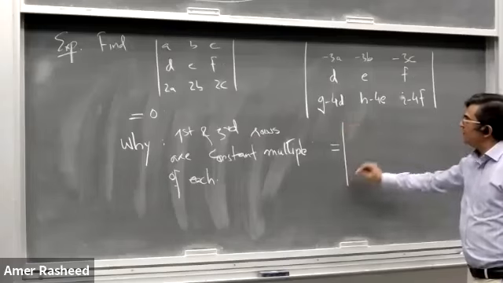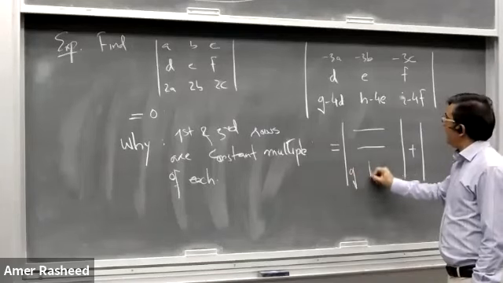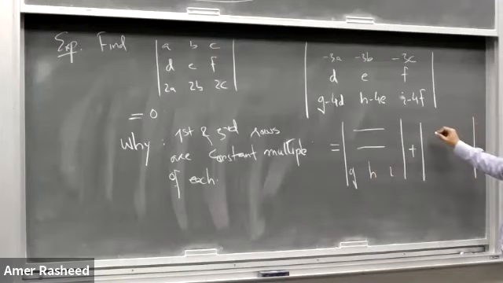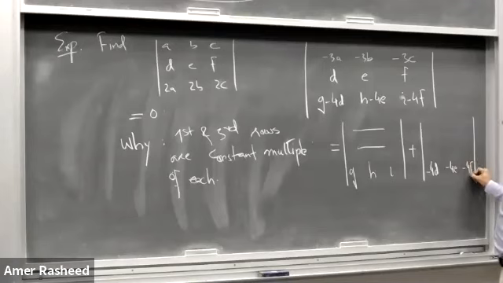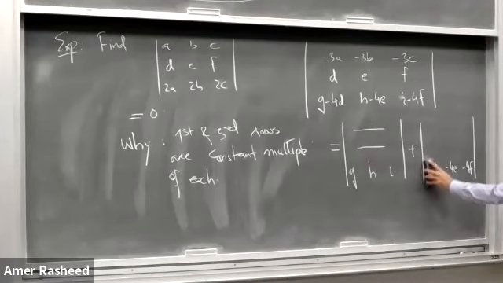Sir, you can break it down into two determinants. The first two rows would remain same. The third row, g, h, i. And here the third row would be negative 4d, negative 4e, negative 4f. And in the next step, you can take negative 4 common.